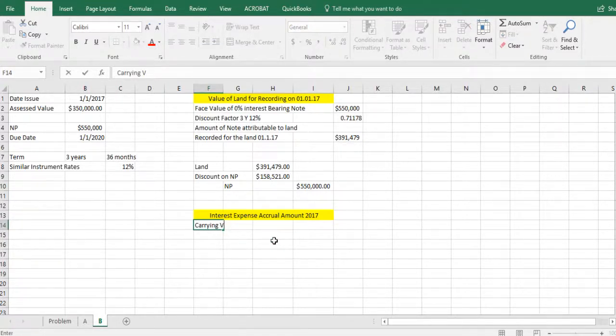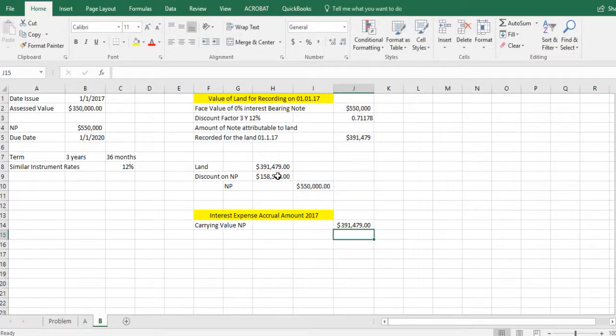So we start with the carrying value of the note payable. And we know that that's the amount that is recorded for the land on that day, because it would be notes payable less discount on notes payable. So to make that even just a little bit more clear, let's say notes payable, less discounts on notes payable. We have our carrying value of our note on January 1st, 2017.